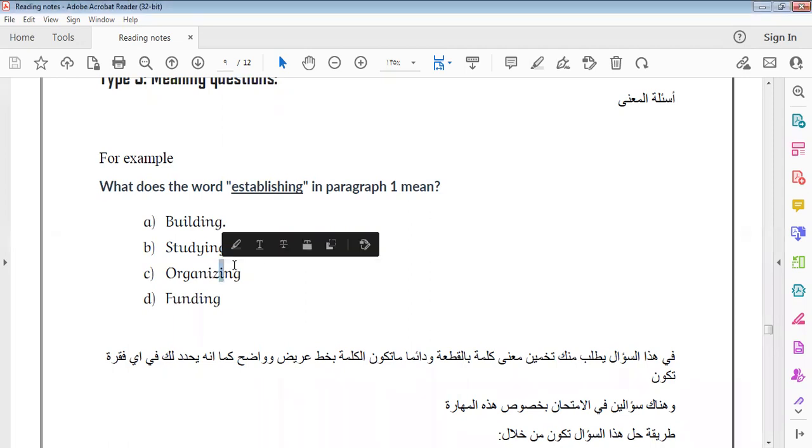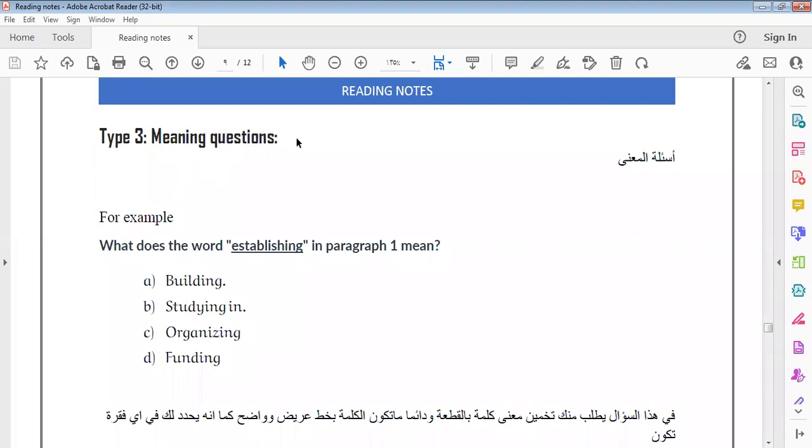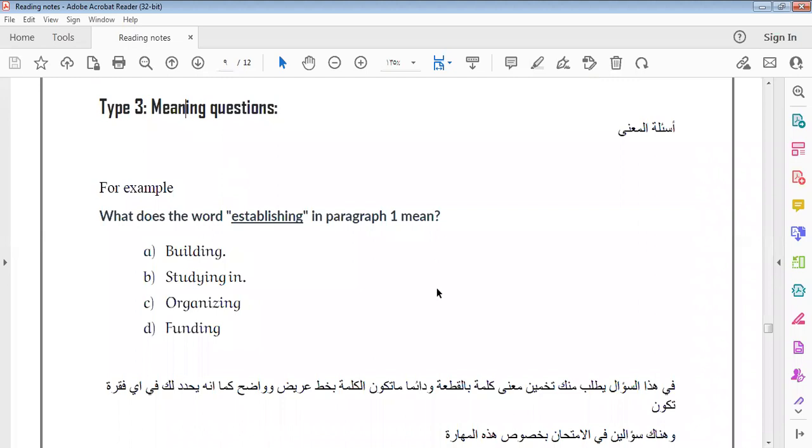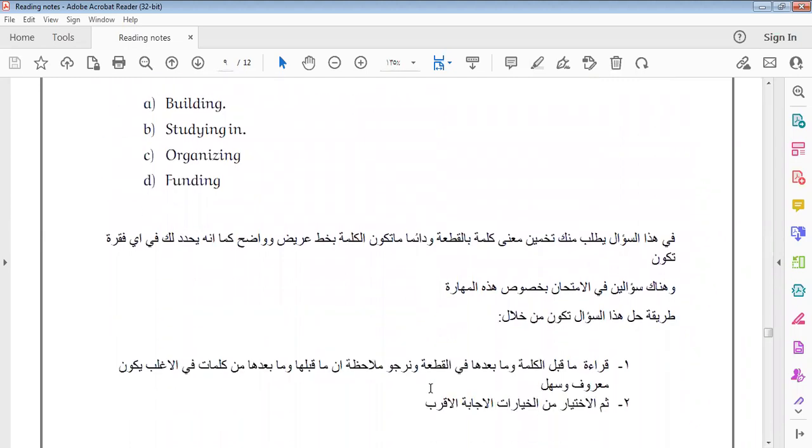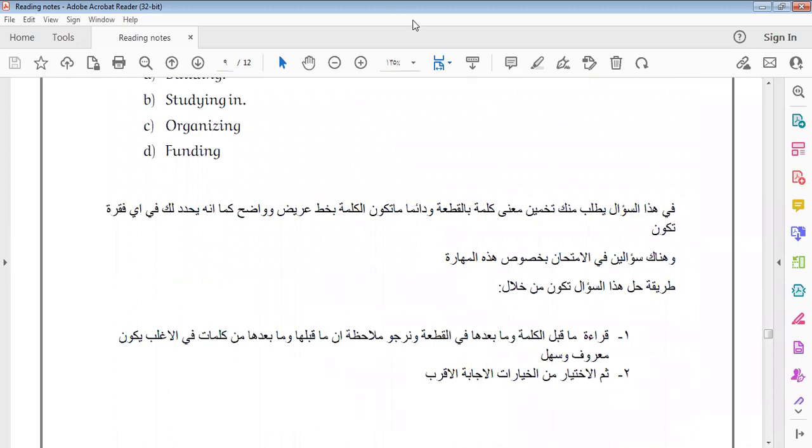Okay, guys. In this question, we have a meaning question. I ask you about the meaning of the word. بسأل عن معنى الكلمة. The meaning of the word in the passage, not the dictionary meaning. I never ask about the dictionary meaning. أنا بسأل على the meaning of the word according to the passage.